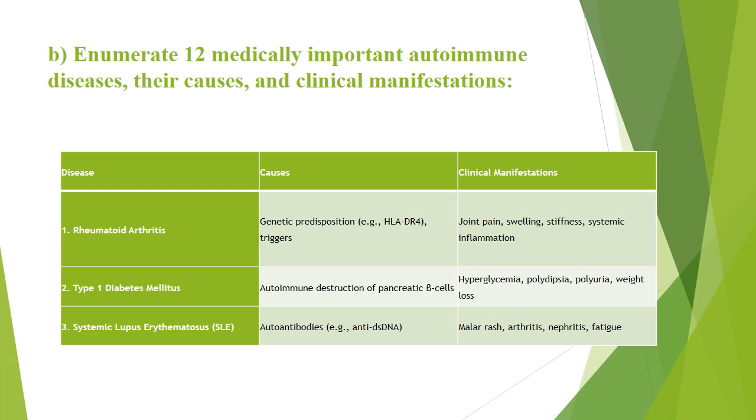The third one is systemic lupus erythematosus, which is caused by autoantibodies, where antibodies attack our own body. This can cause rash, arthritis, and nephritis.